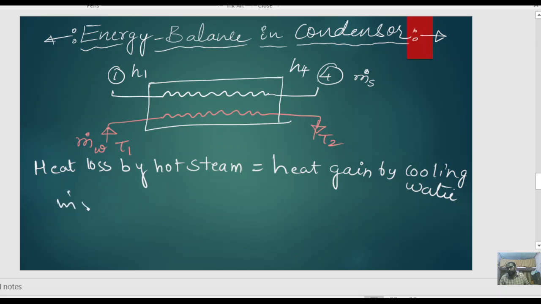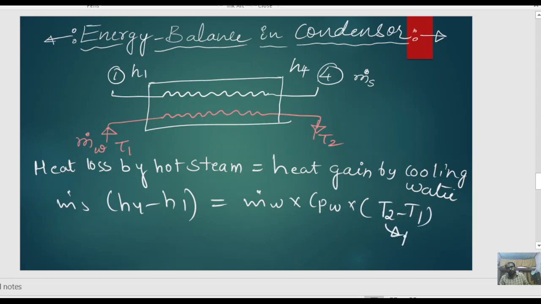Mass of steam times H4 minus H1. What is the heat gain by cooling water? Mass of water times Cp of water times T2 minus T1. This is the rise in temperature. In the question sometimes they ask: find out the rise in temperature in the condenser. You have to find T2 minus T1. The value of Cp is 4.18, the specific heat of water.